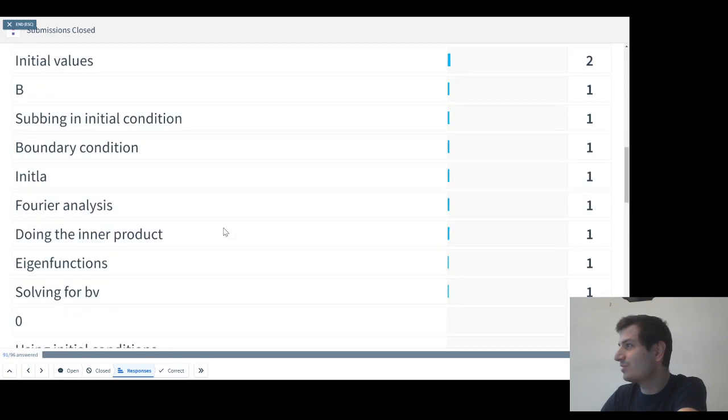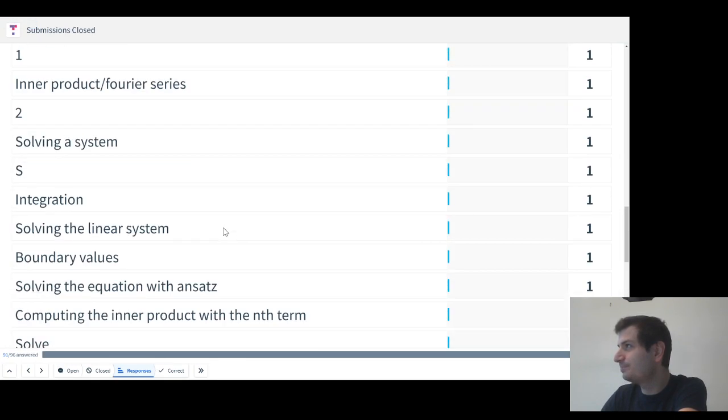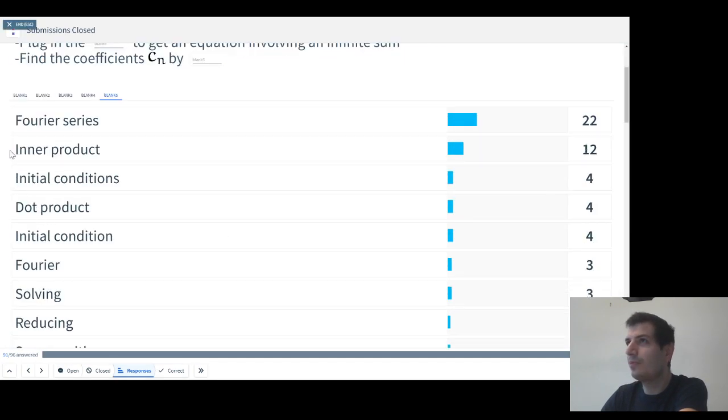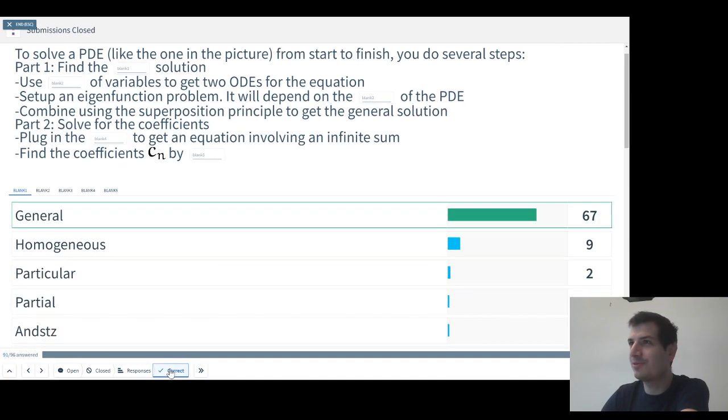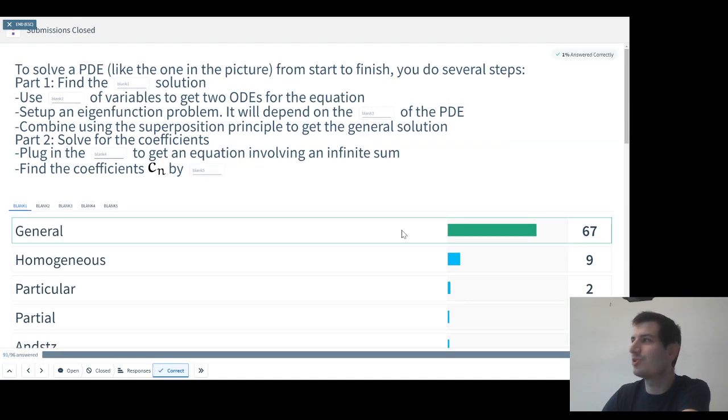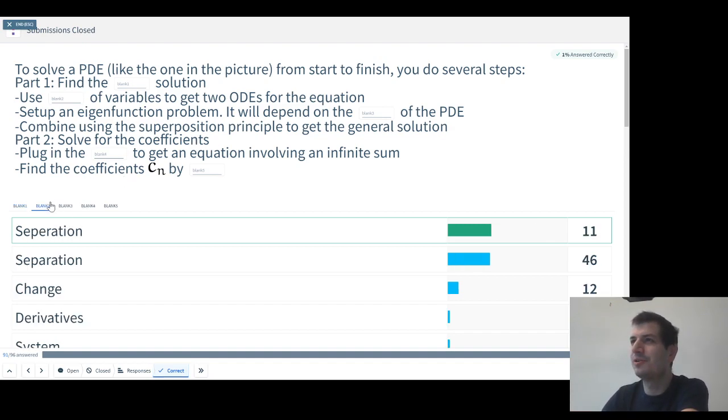Although this one was a little spread out. Maybe people didn't get to that one. So I think you guys are perfectly correct. Let's go through the correct answer. So general solution, yeah, that's what we're doing. First you find the general solution, then you find the coefficients. It's the same as all the equations we've been doing before.